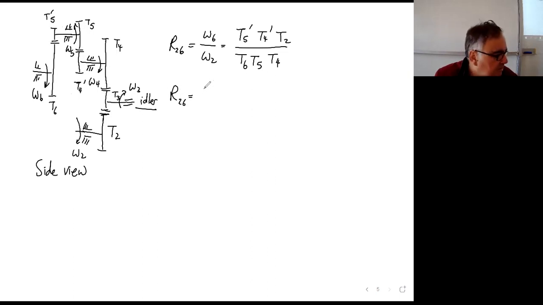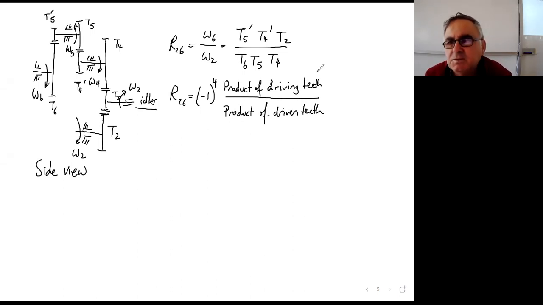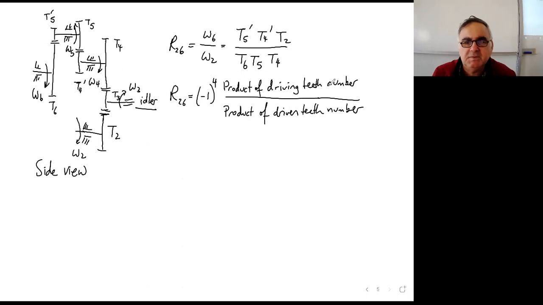So you can write this R26 as something like minus 1 to the power 4 times the product of driving teeth number divided by the product of driven teeth number. This is always true, but it is sometimes a little bit difficult to see. In general, you can say the following: Rij is equal to minus 1 to the power k.